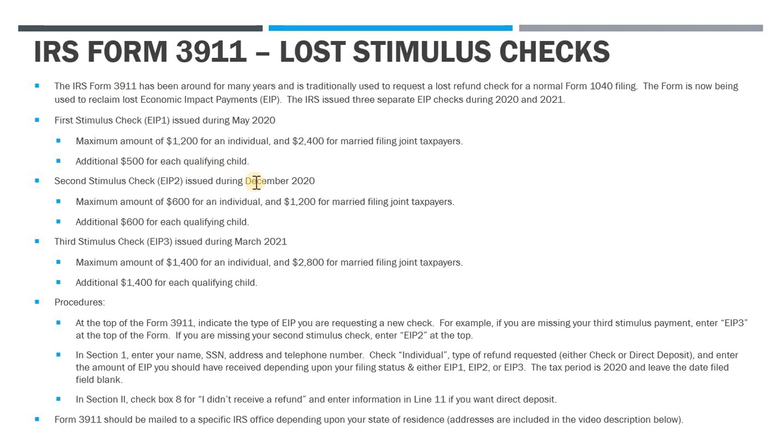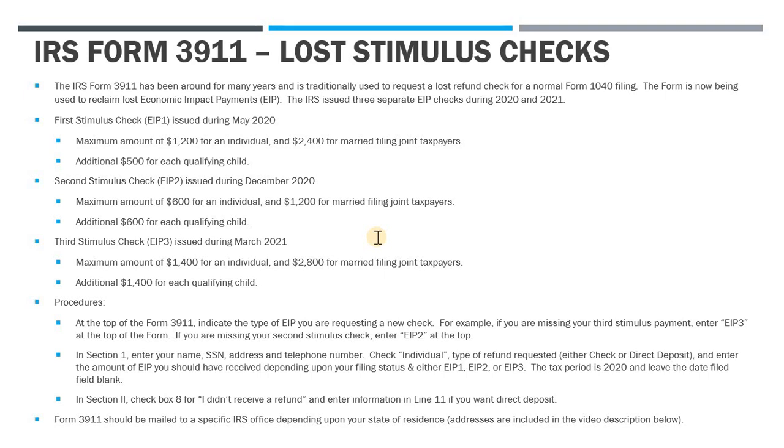So the 3911 is not a new form. It's been around for many years. Typically you file this if you already submitted a 1040 and the refund check never made it to you. So it was either lost in the mail, the IRS never issued it, maybe the bank account details were wrong for their direct deposit. So now the form is also being used to reclaim those lost EIPs.